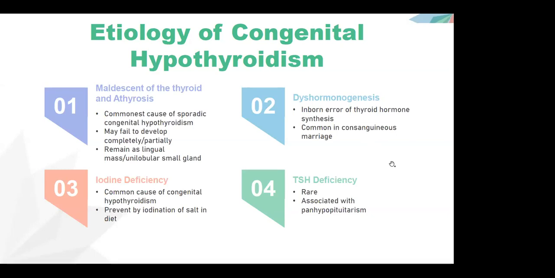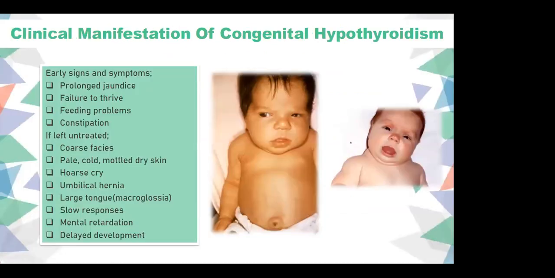Dyshormonogenesis is an inborn error of thyroid hormone synthesis, and it occurs in about 5 to 10% of the cases, and it commonly occurs in some ethnic groups with consanguineous marriage. Iodine deficiency is also one of the commonest causes of hypothyroidism, but only in certain places, which is in developing countries. And this can be prevented by iodination of salt in the diet. Hypothyroidism also can occur due to TSH deficiency, but it is a rare case and usually associated with hypopituitarism, as we learned before. So next, we move to the clinical manifestation of congenital hypothyroidism.